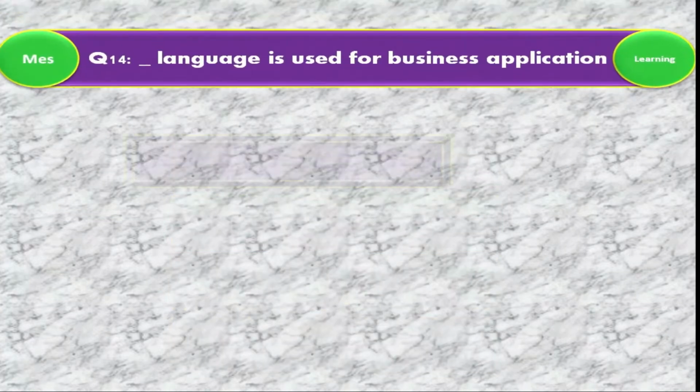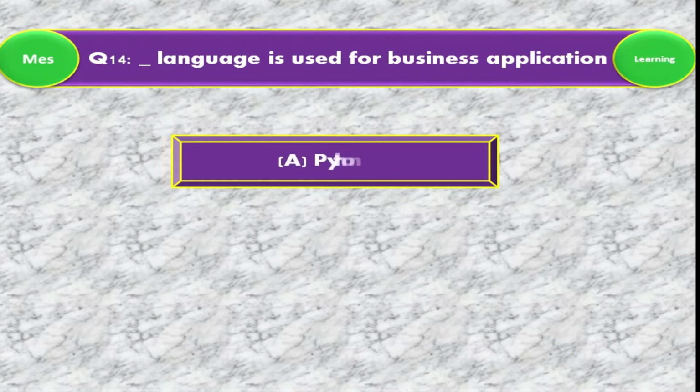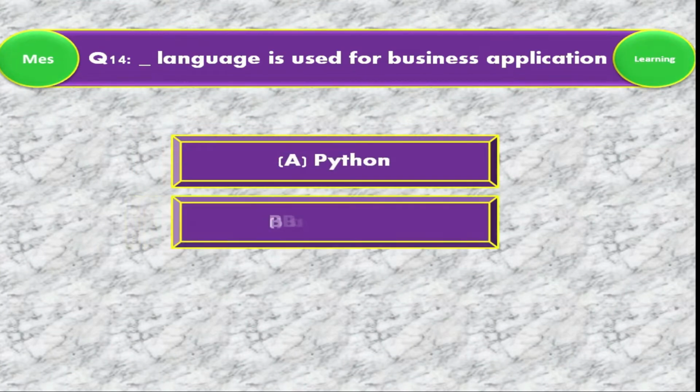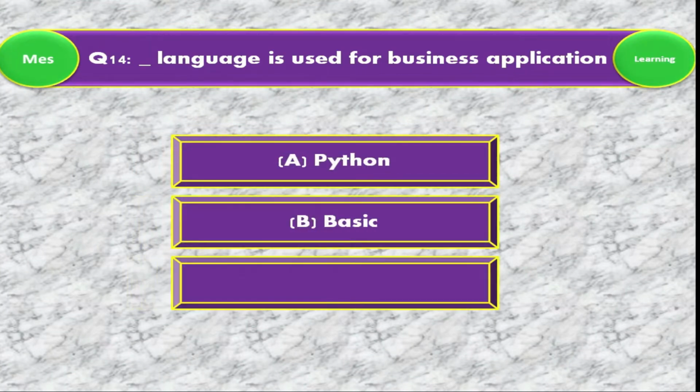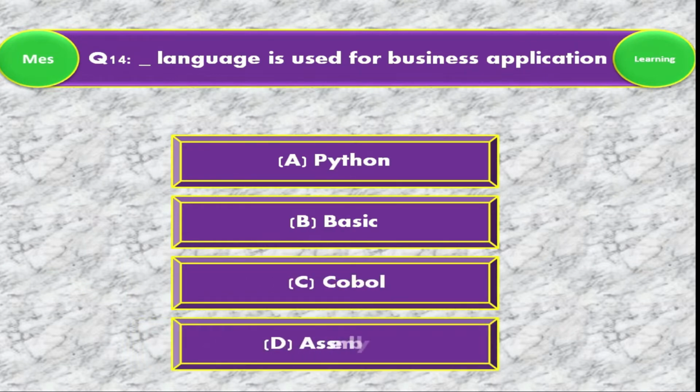Question 14. Dash language is used for business application: Python, Basic, COBOL, Assembly. Right answer, Python.